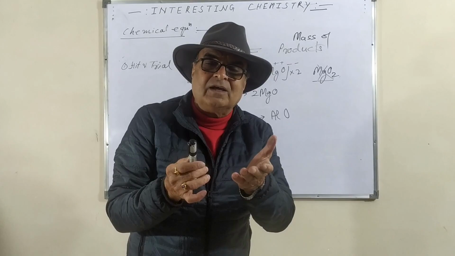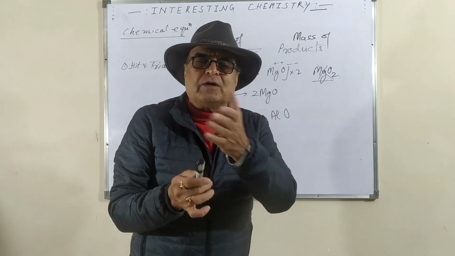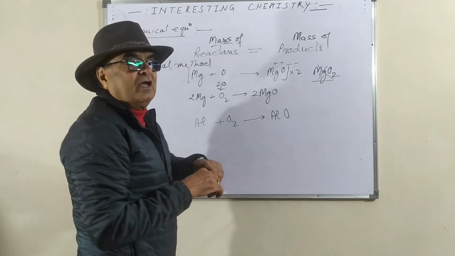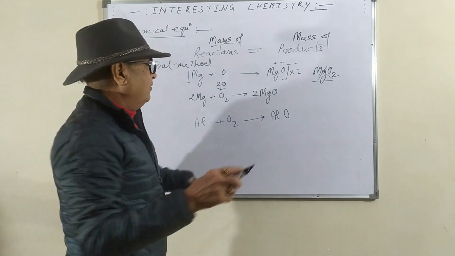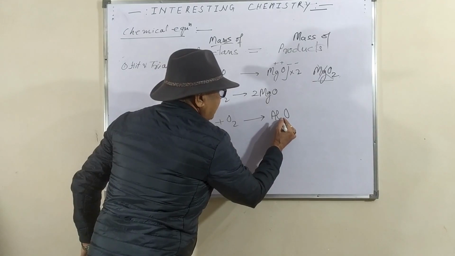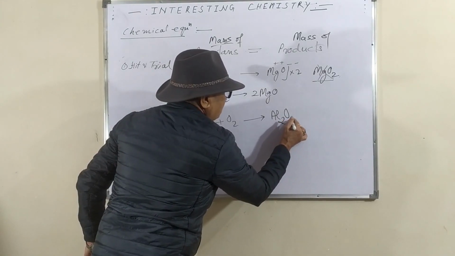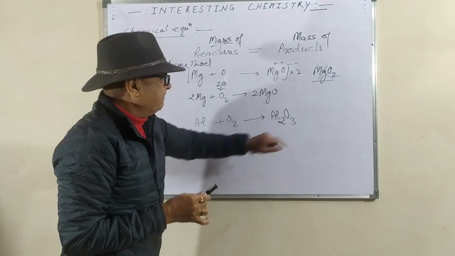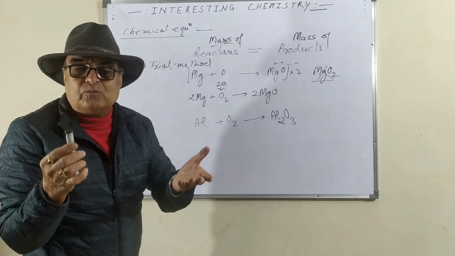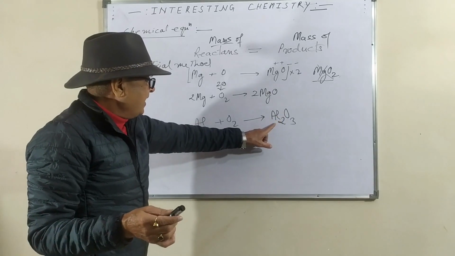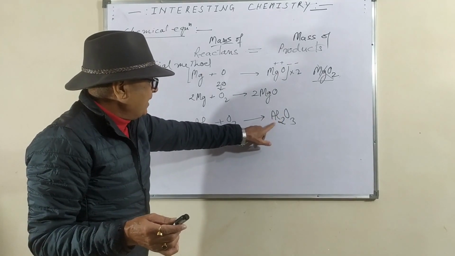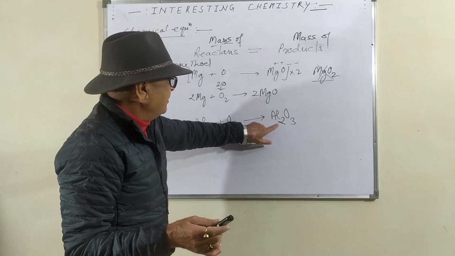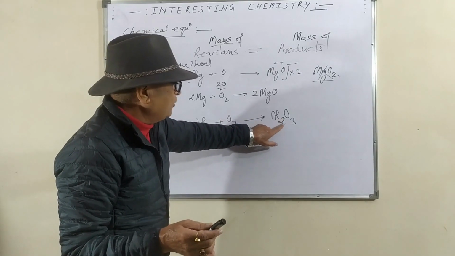Please watch my previous video to know the formulation. In that I am telling you very well how to make Al2O3. So the formula of aluminium oxide is Al2O3. Now you have to balance the equation. Here the number of atoms of aluminium is 2.